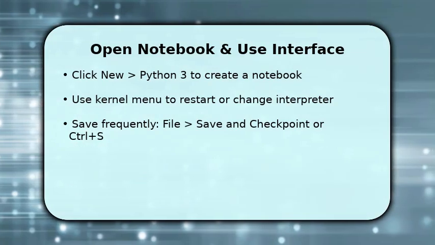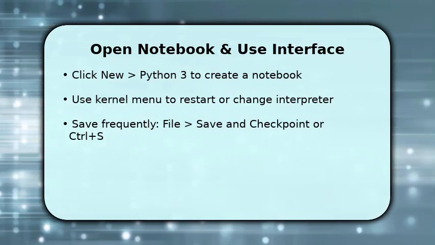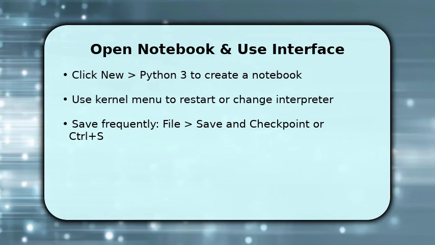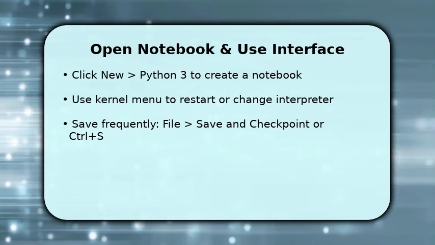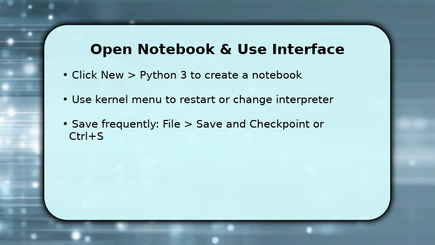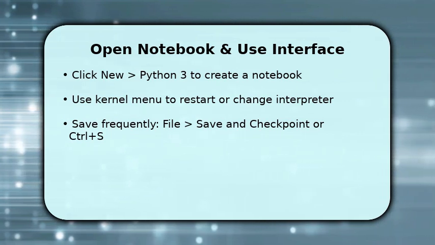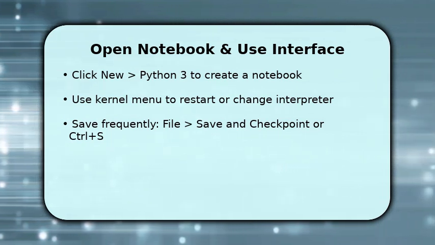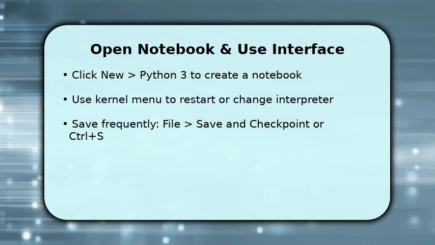Once the browser opens the Jupyter file view, click New and choose Python 3 to create a notebook. This creates an interactive document for code, text, and plots. You can run cells with Shift plus Enter. Use the kernel menu to restart or switch interpreters if needed.